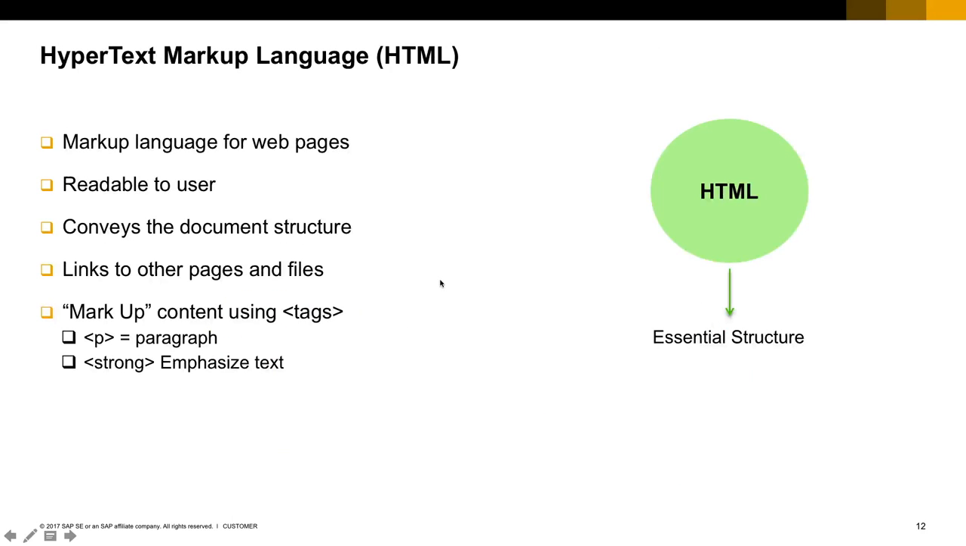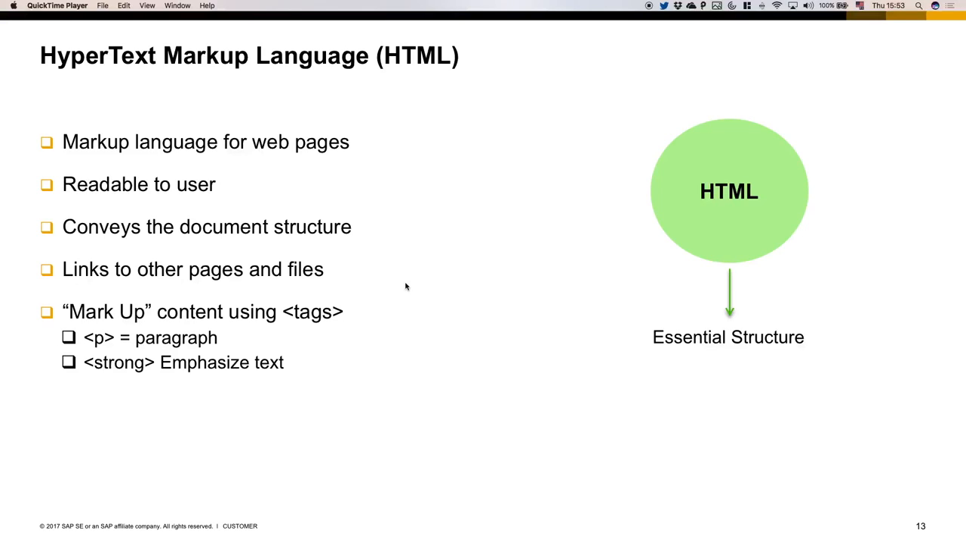So let's start with the Hypertext Markup Language, in short, HTML. This language is responsible for all the content that's going to be presented in a web page. It's the markup language for every web page, so every web page you access, there's an HTML behind. It's readable to the end user, very easy to understand what is in the code. It conveys the document structure, so everything that belongs to a document is in the HTML, and also presents links to other pages and files.